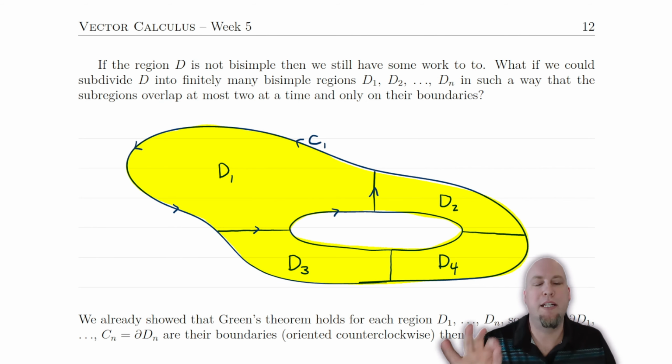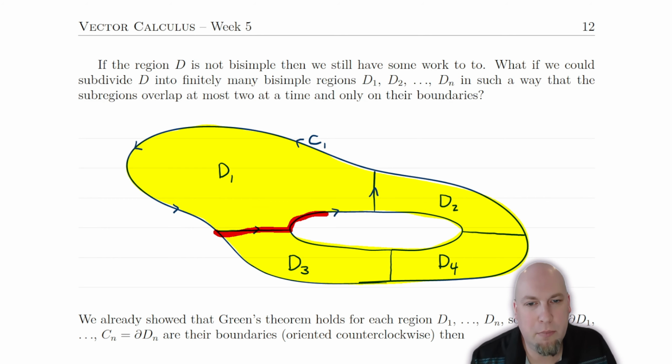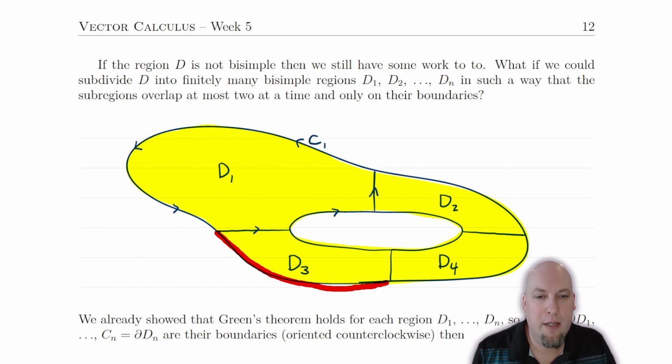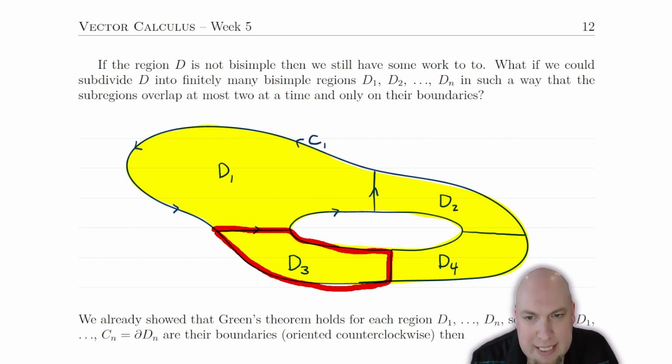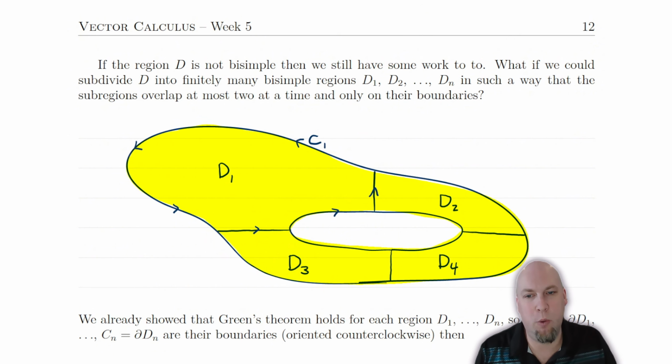But if you can split up your big region D into smaller regions that are themselves bisimple, and furthermore, only overlap 2 boundaries at a time. So for example, this region D1 here, okay, there's a boundary overlapping with D3.